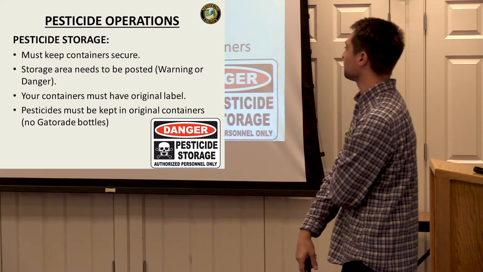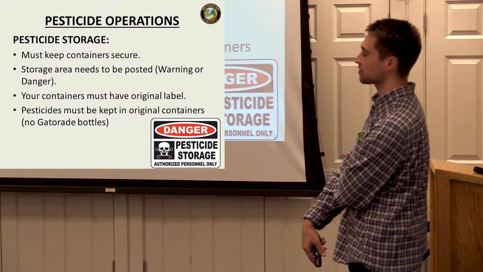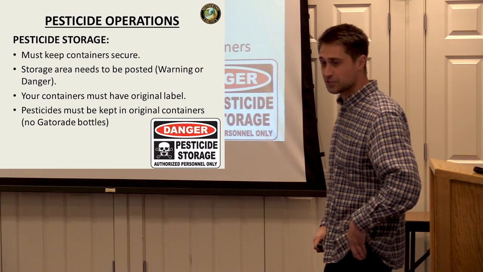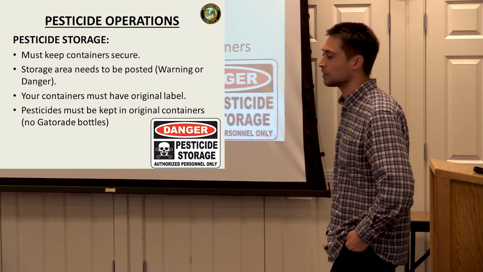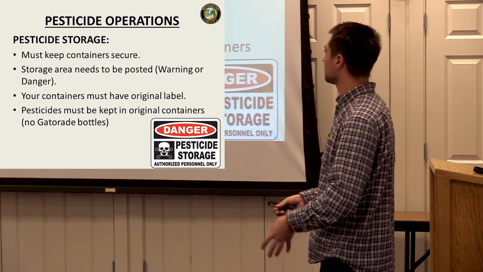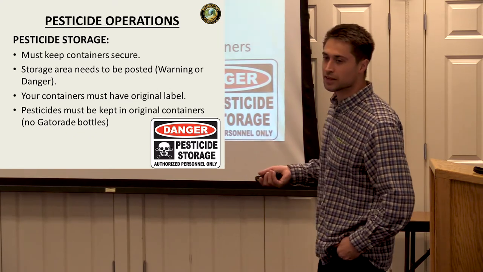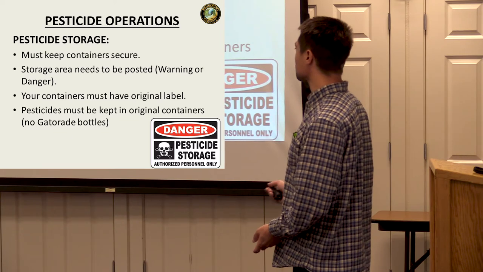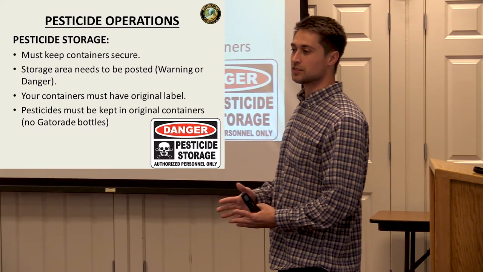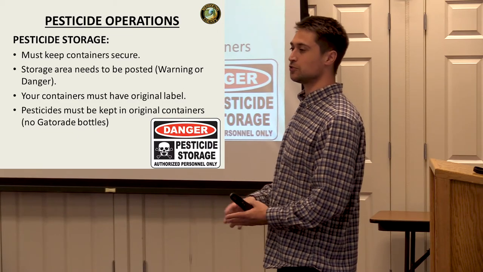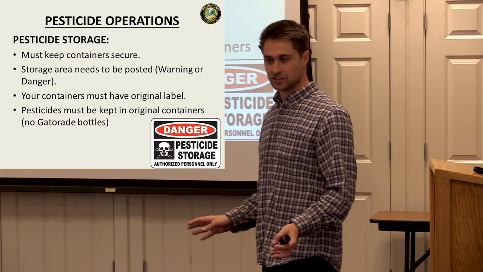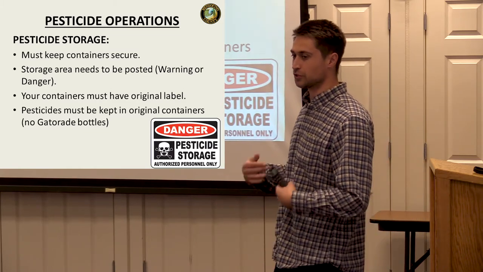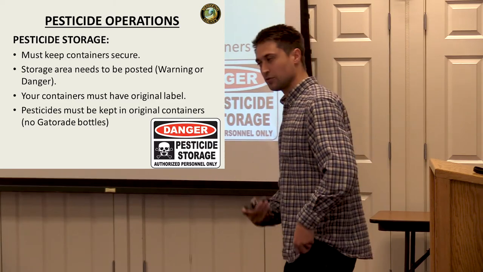So now, on the home stretch, the pesticide operations. First off is pesticide storage. Containers have to be secure. They have to be in a locked building or cabinet. The storage area needs to be posted. Now, it only needs to be posted if you have warning or danger materials. If you just have caution materials, it doesn't have to be posted, technically. We do encourage people to post any kind of pesticide storage area, but if we came out and you just had caution material and it wasn't posted, we couldn't legally give you a violation for that. We do encourage it, though.